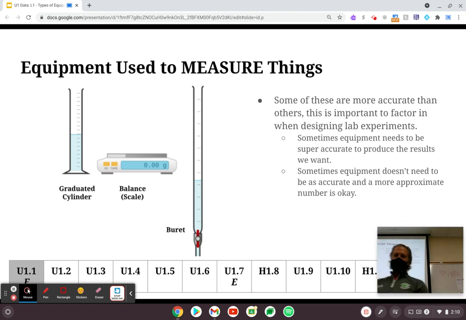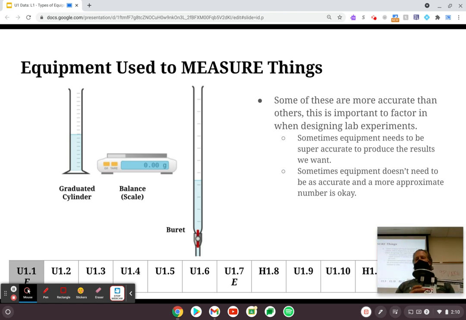Another thing that we use to measure is something called a balance. This is a triple beam balance. You may have never used one of these before, and that's fine. You will not use them in this class either.